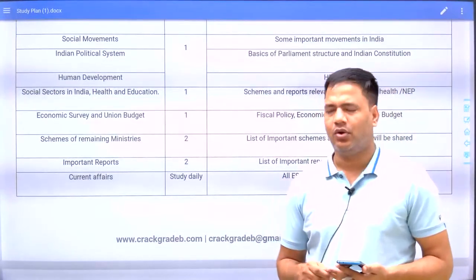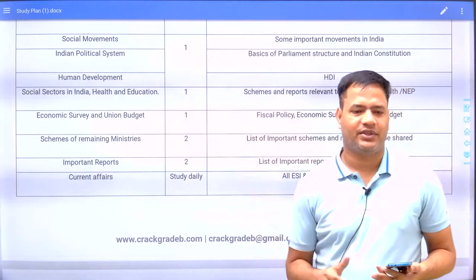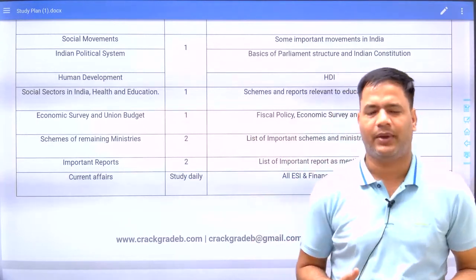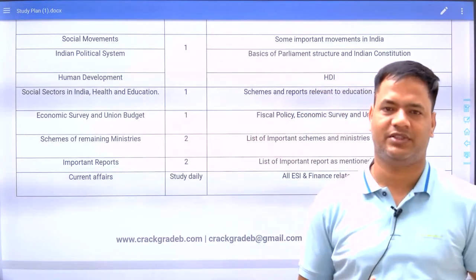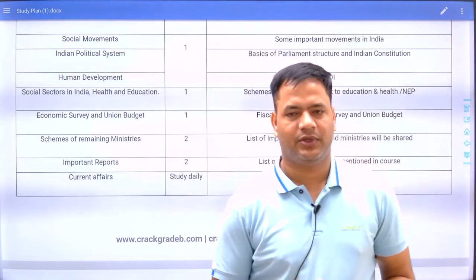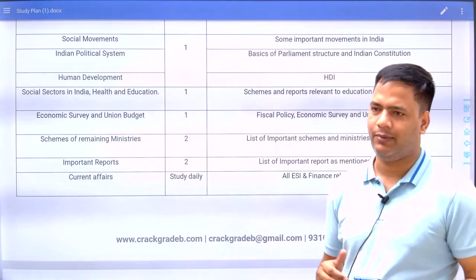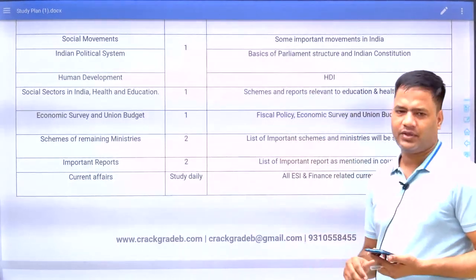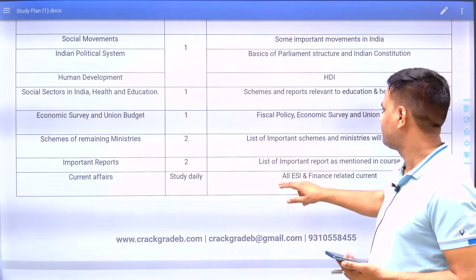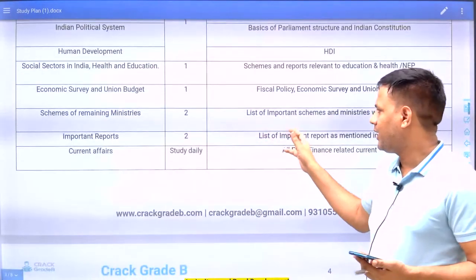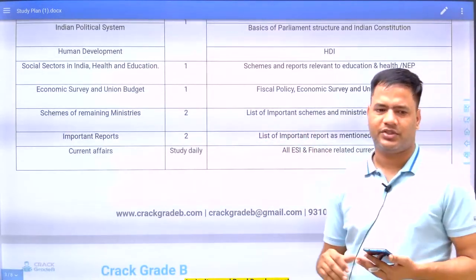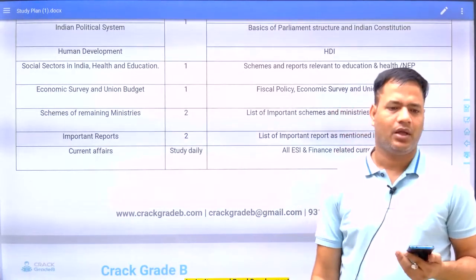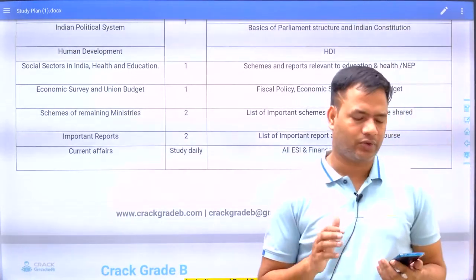These data you should know, as they can directly ask. And the budget is very important. You cannot skip any single line of the budget speech, because questions have been asked directly from it previously. And you should cover fiscal policy basics under this chapter. Next, schemes of the remaining ministries; at last we will tell you the names of the ministries you have to target.